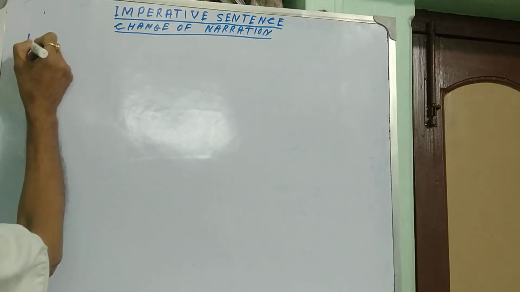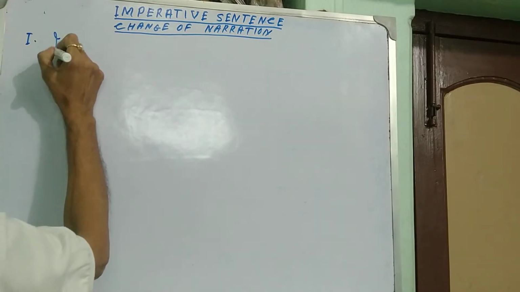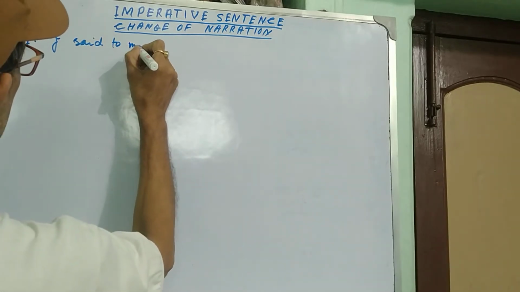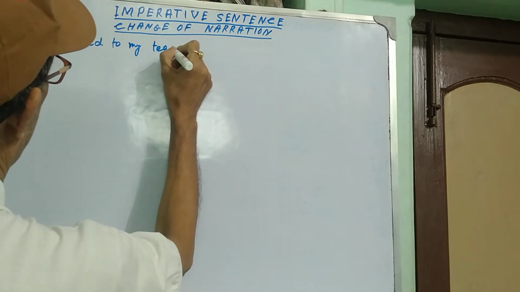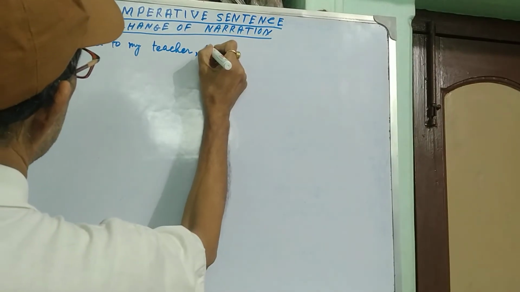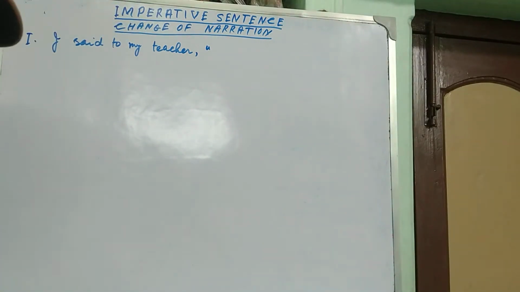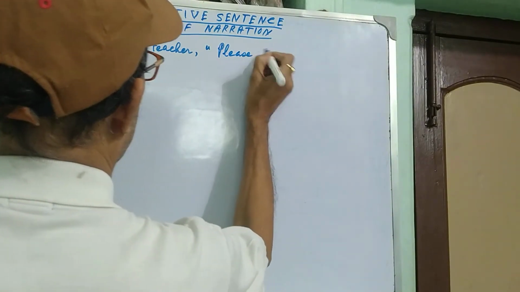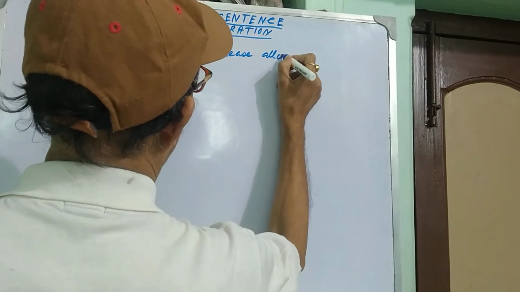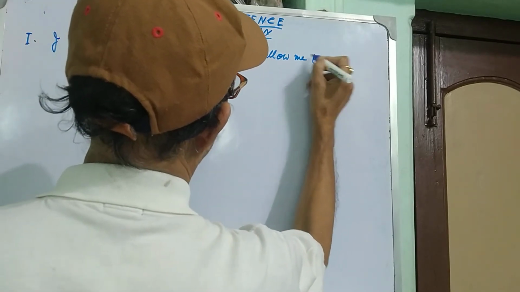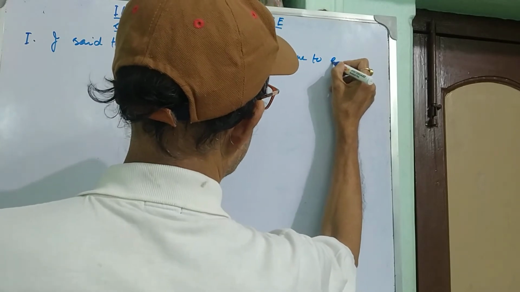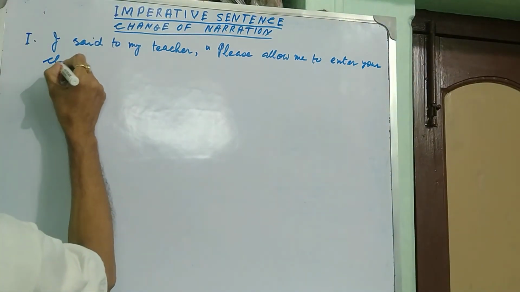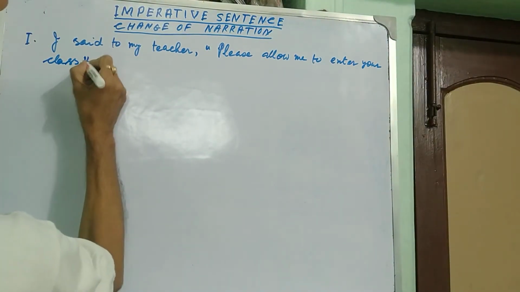Number one. I said to my teacher, within inverted commas, "Please allow me to enter your class." Full stop, inverted comma close.